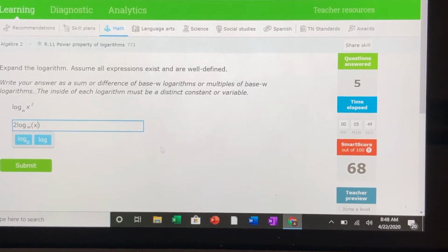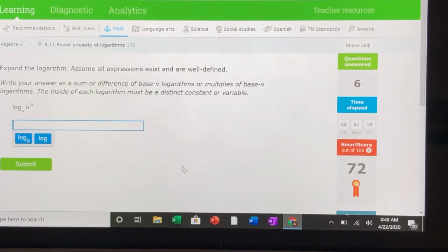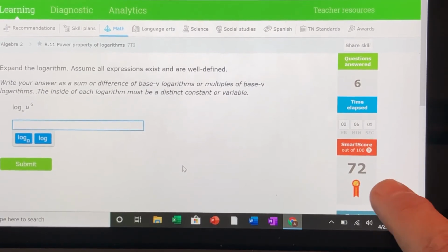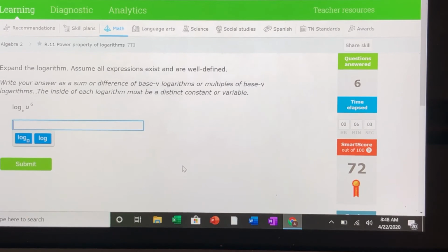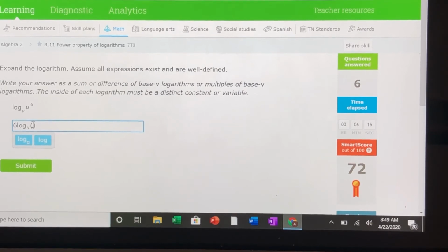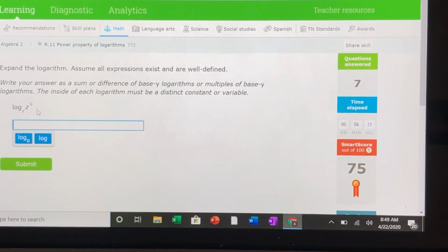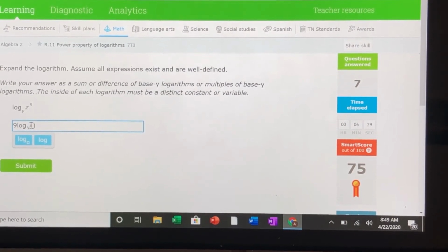So this whole IXL is based on this one property of logarithms. It's important that you know it, and that's why they're spending an entire IXL just on this one. But you get the idea. Let's do a couple more just to make sure we can get up to 72. Let's see, this one, the 6 goes out in front. 6 times the log base, well, this time the base is a letter, it's V. That's okay, that's no problem. And then the U goes inside the parentheses. And that's it. Where does the 9 go? The 9 goes out in front. 9 times log base Y of Z.